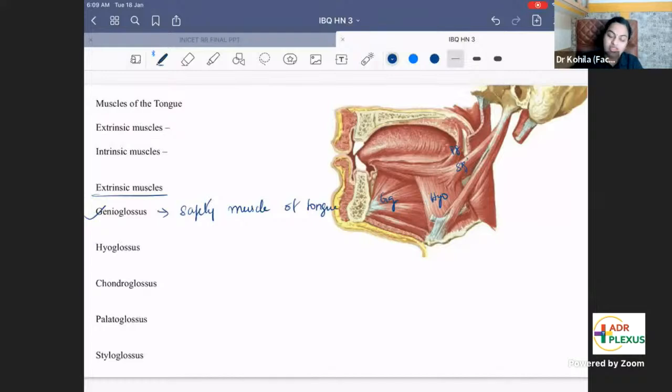Why is genioglossus called safety muscle of the tongue? This genioglossus originates from the genial tubercle, inserting into the tongue from the root to the base. When it contracts, it will pull the tongue outwards. When the right genioglossus contracts, it will pull the tongue out and the tip of the tongue will turn to the opposite side, okay? And it prevents the tongue from falling back. That's why it's called safety muscle of the tongue. Chondroglossus is nothing but the detached part of hyoglossus. Palatoglossus will pull the tongue upwards. Styloglossus will pull the tongue backwards.